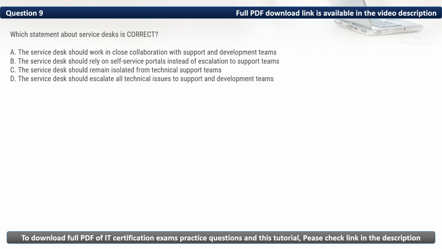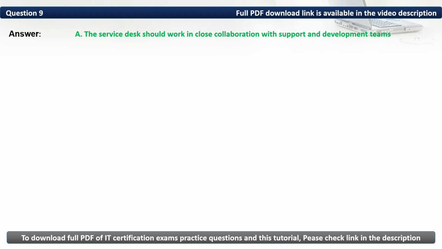Question 9. Which statement about service desks is correct? Here in this question, the statement that is correct about service desks is that the service desk should work in close collaboration with support and development teams. Thus, the correct option is A.